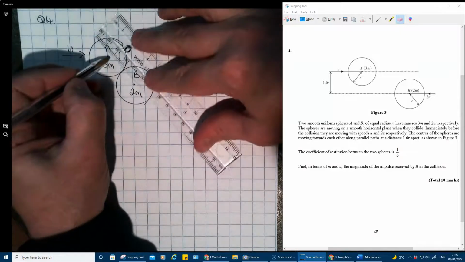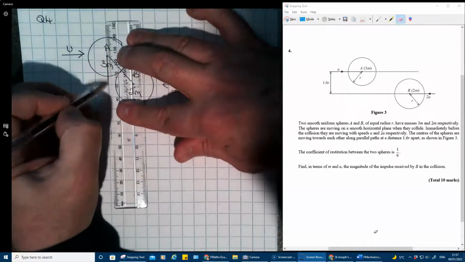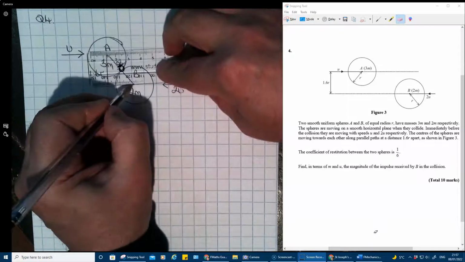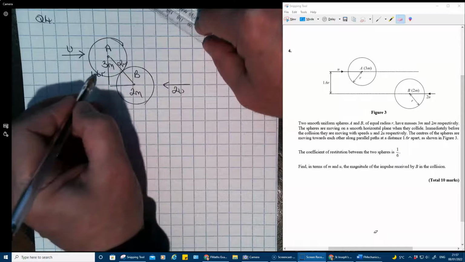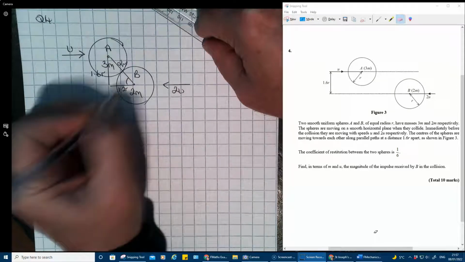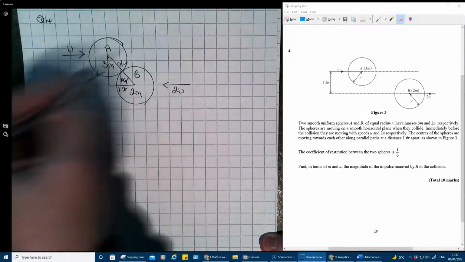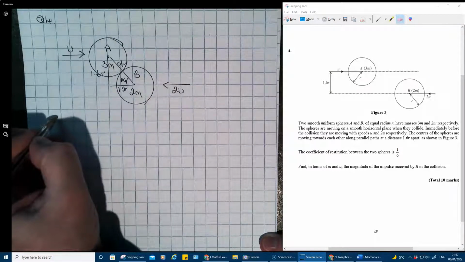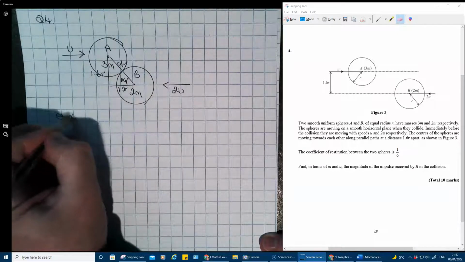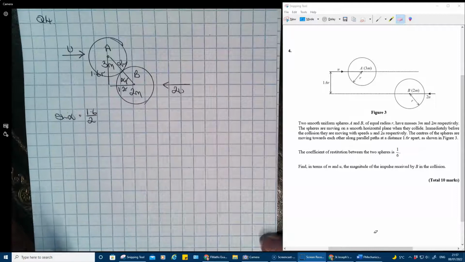So we know the distance between the two centres is 2r. We're told this is 1.6r, and if we use Pythagoras, should we need it, we can get this is 1.2r. So we can find that angle now. Okay, alpha. So whichever way we want to do it, sine alpha equals 1.6 over 2. So we've got alpha in effect.